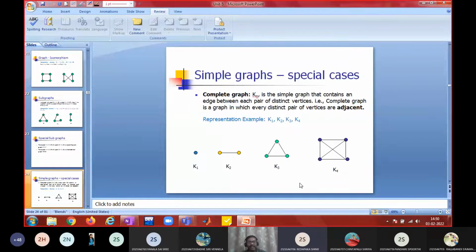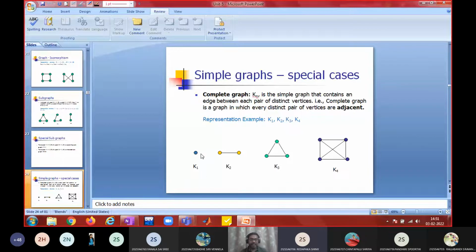And what is a complete graph? If every distinct pair of vertices are adjacent. What do you mean by adjacent? If there is an edge between two vertices, then those two are said to be adjacent. If every distinct pair of vertices are adjacent, that means if there is an edge between any two distinct vertices, then that is said to be a complete graph. They are denoted with Kn. Kn is a complete graph with n vertices.